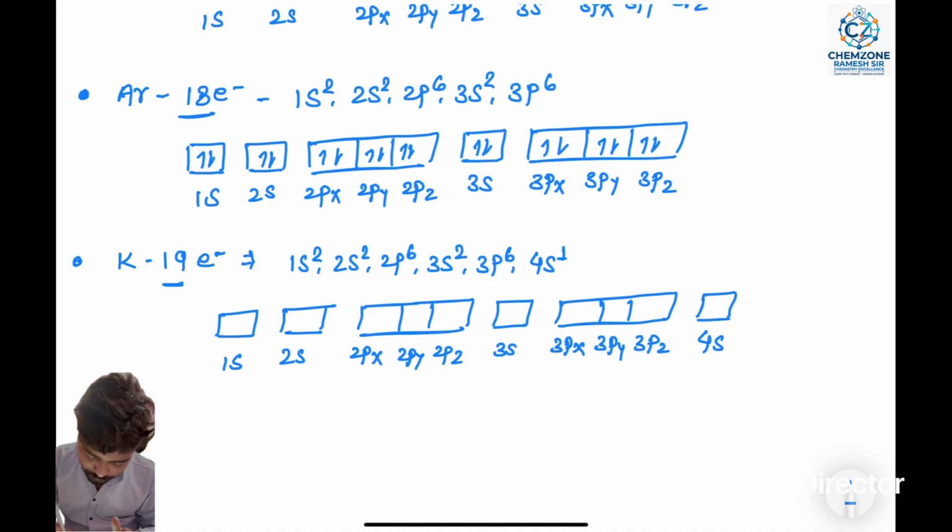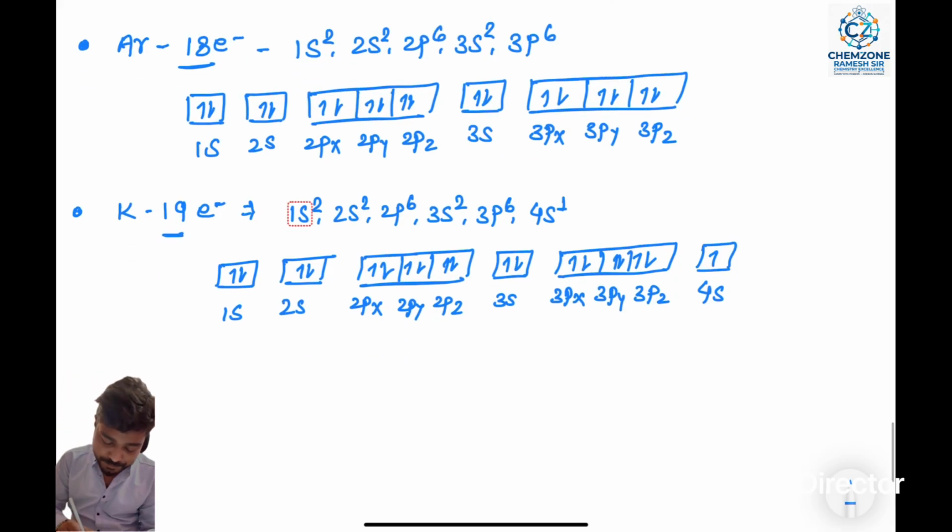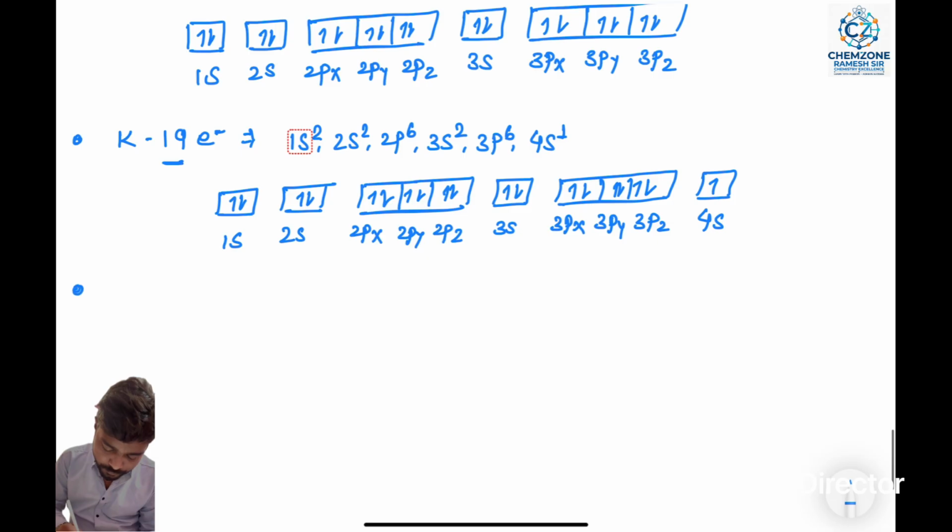Okay, so filling the electrons: 1 2 3 4 5 6 7 8 9 10 11 12 13 14 15 16 17 18 and 19. The 4s orbital is present with only a single electron. Okay, then next one, 20, calcium. 20 electrons, atomic number is your 20.